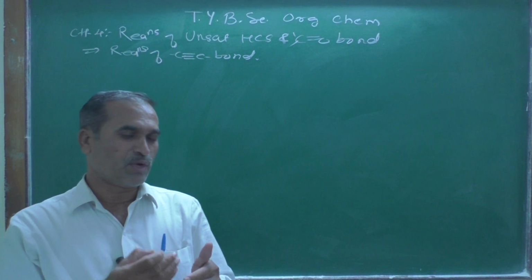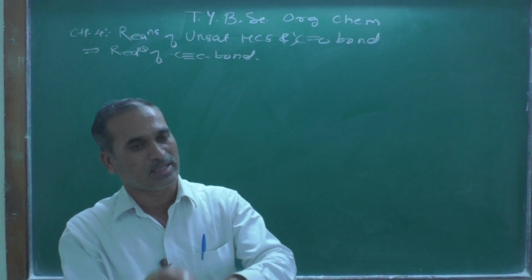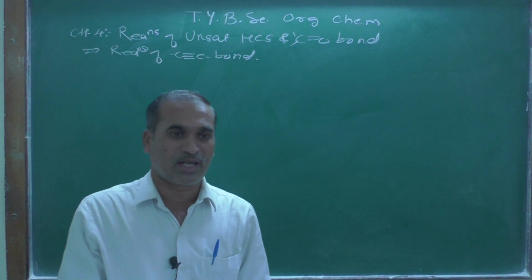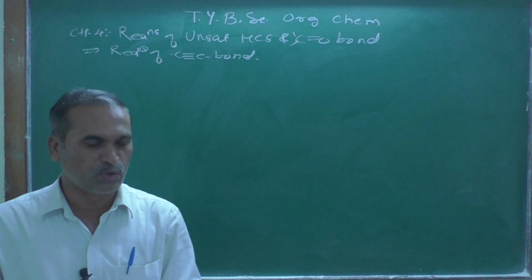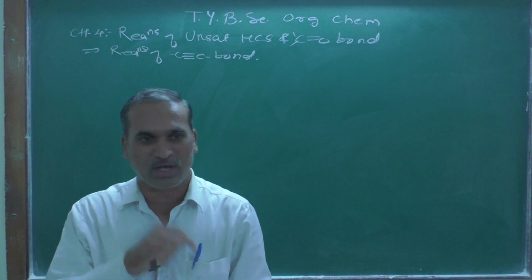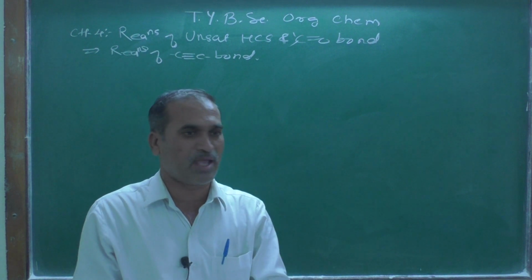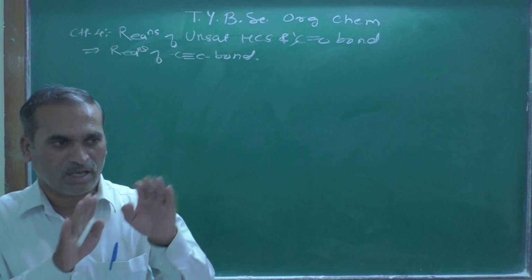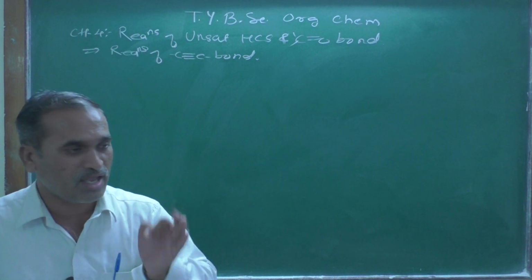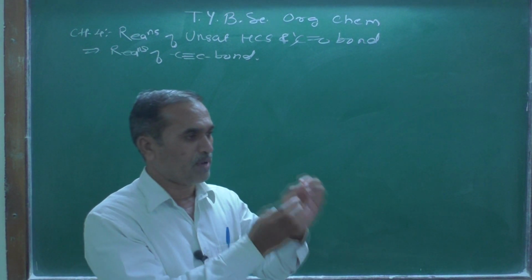As we know, when the number of pi bonds increases, the pi electrons present there act as nucleophilic in nature. Similar to alkene, the carbon-carbon triple bond, known as alkyne, shows similar reactions to alkene, and it undergoes electrophilic addition reactions, like addition of hydrogen, addition of halogen, and addition of hydrogen halide.